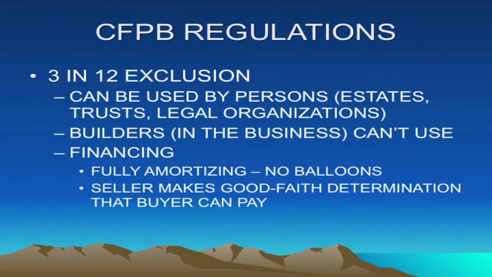But we are trying to get them. In the 3 and 12 exclusion, it can be used by persons, which are defined as estates, trusts, legal organizations. So LLCs, corporations can use these provisions, okay? So if you're doing one as an organization, this is what you're going to have to follow, because remember, the first one isn't available for them, all right?